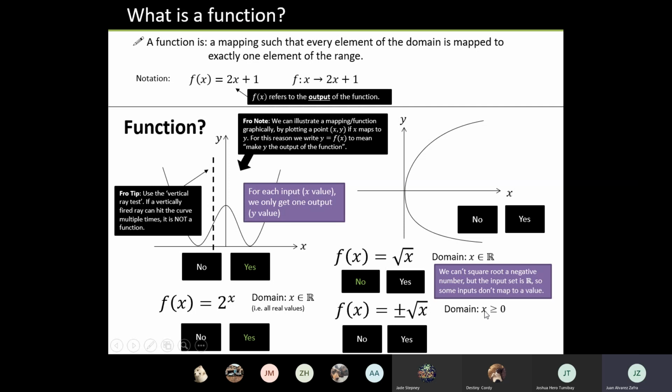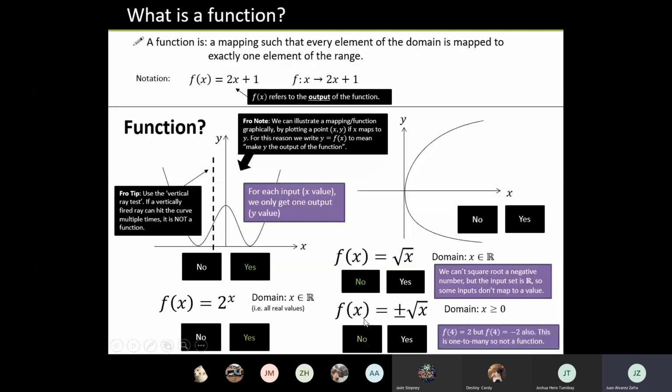Okay, so now we take x being greater than or equal to 0. If we take plus or minus the square root of any of those numbers, is that a function? Well, no, because for one value, let's say 4, we're getting 2 outputs, plus and minus root 4, plus or minus 2. So that is not a function.